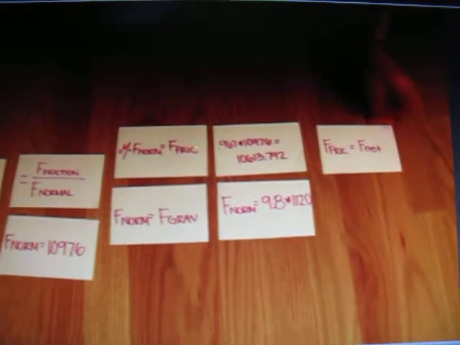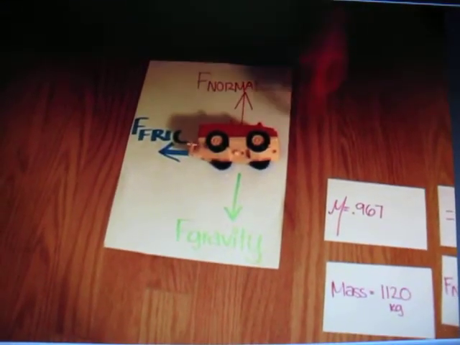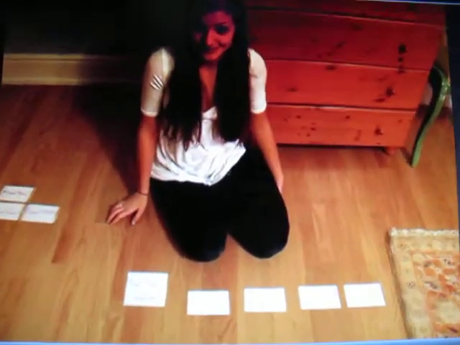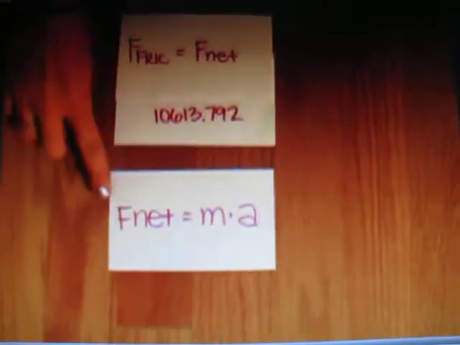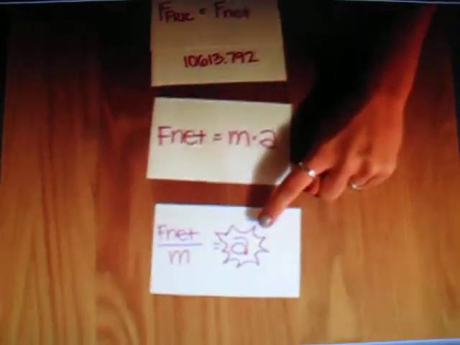So, the force of friction is equal to F net, since it is the only force on the free body diagram that is going to the left and right. Now that we know F friction is equal to F net, we can find acceleration using this equation. We know F net, we know mass, all we need is acceleration. We rearrange the equation to find it, and we get 9.48.